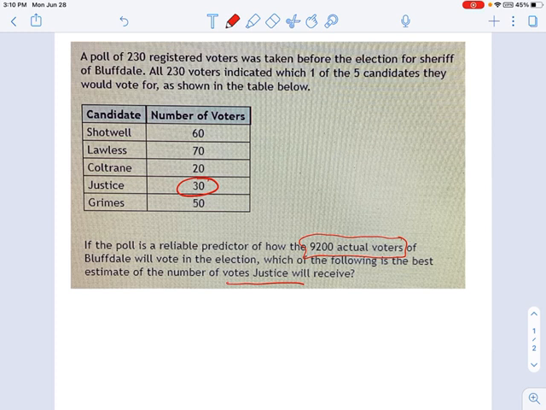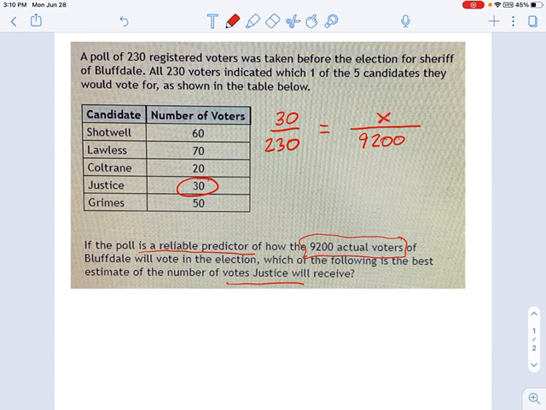And what I'm going to do is say 30 over 230. That is the percentage of the vote that Justice got in the poll. And we're going to say, since this poll is a reliable predictor, that means the percentage of the real votes is going to be the same as 30 over 230. Or in other words, what's the percentage of the real votes? It's some number divided by 9,200. So here's what we have.